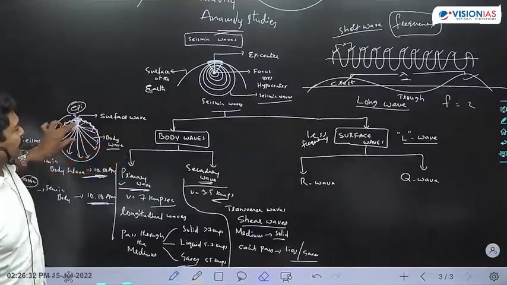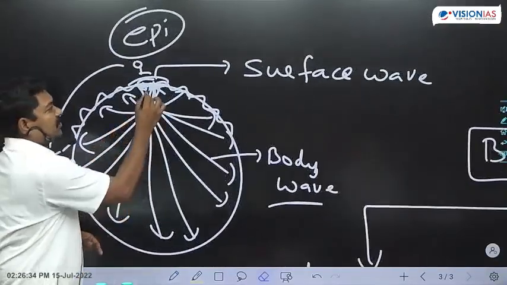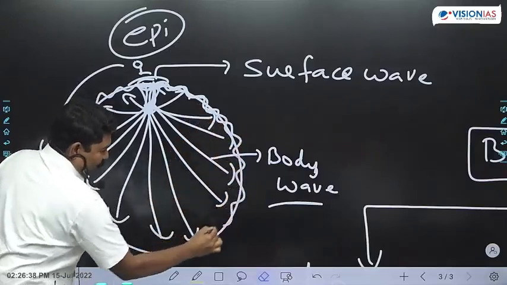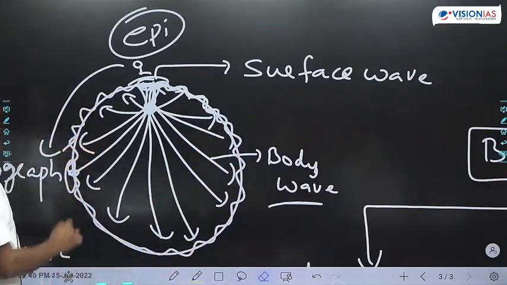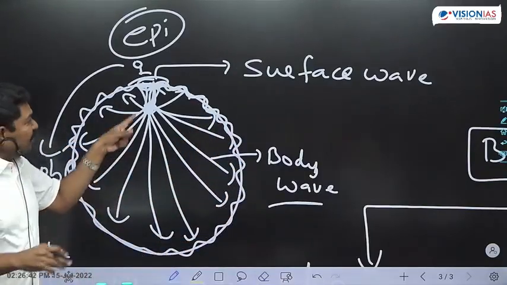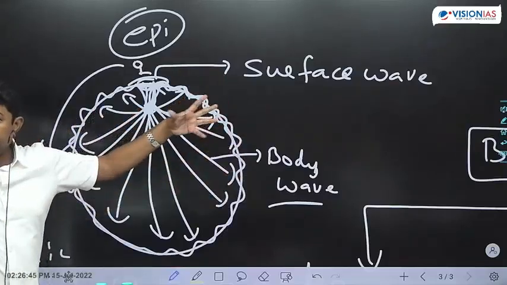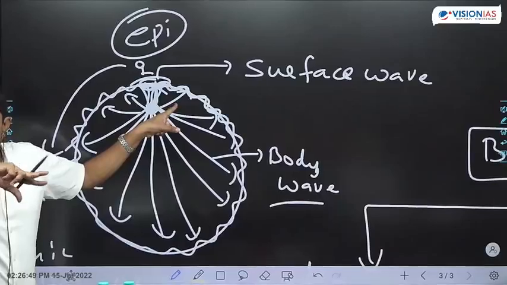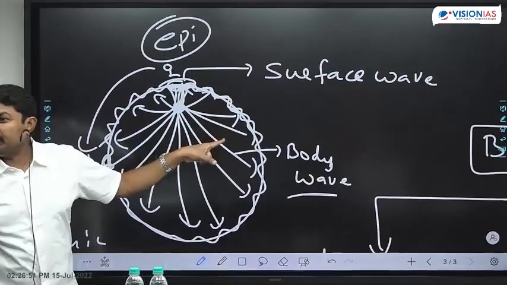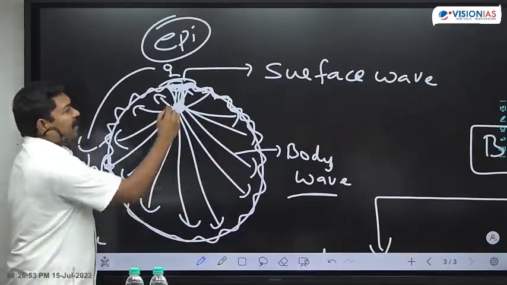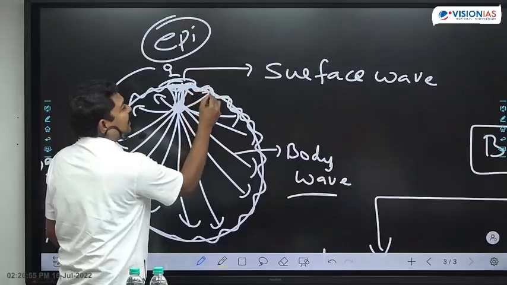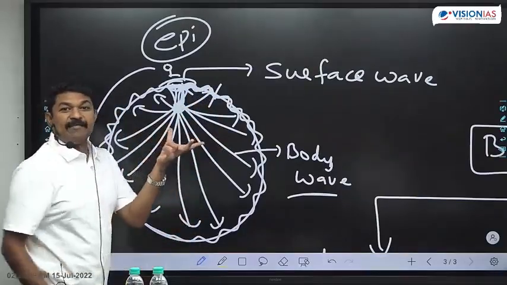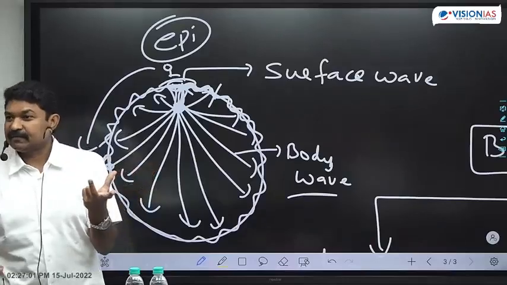Now see this one. Once the wave comes onto the surface, will it be moving continuously throughout the globe? Which wave is moving throughout the globe, just like ripples? The P wave and S wave. Is this wave moving along the surface around the globe? It may come only up to the epicenter and die here itself. And therefore, it is the epicenter which has the destruction, not the other areas.